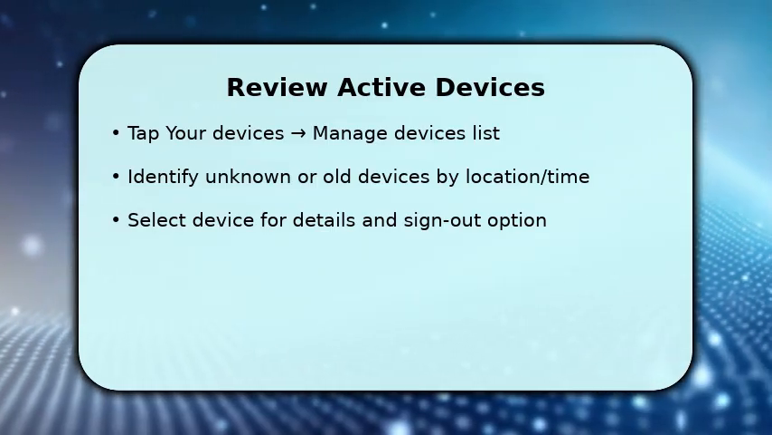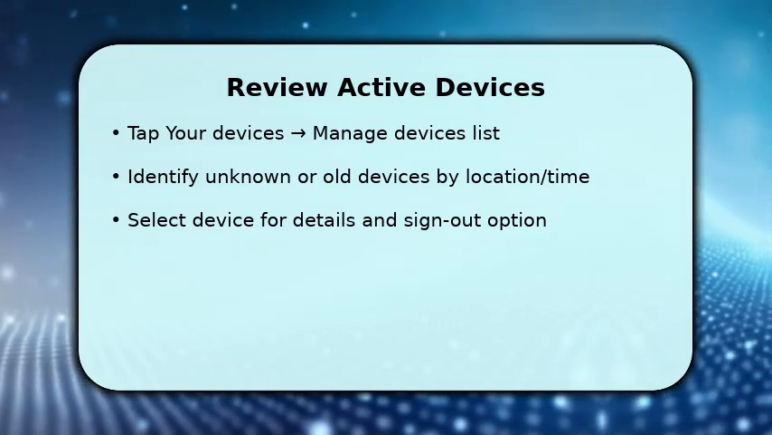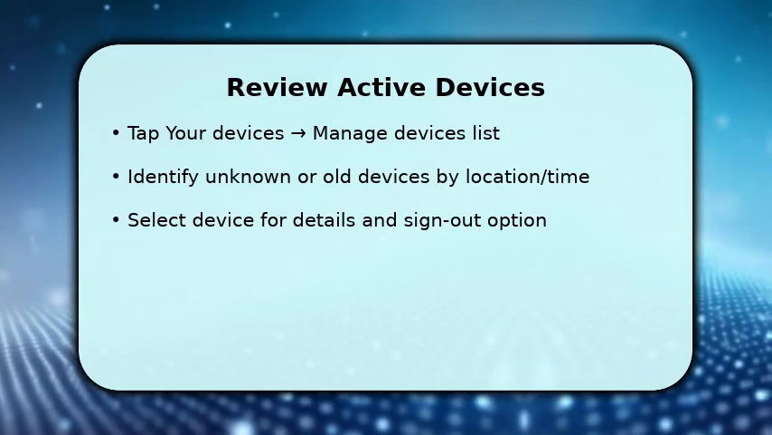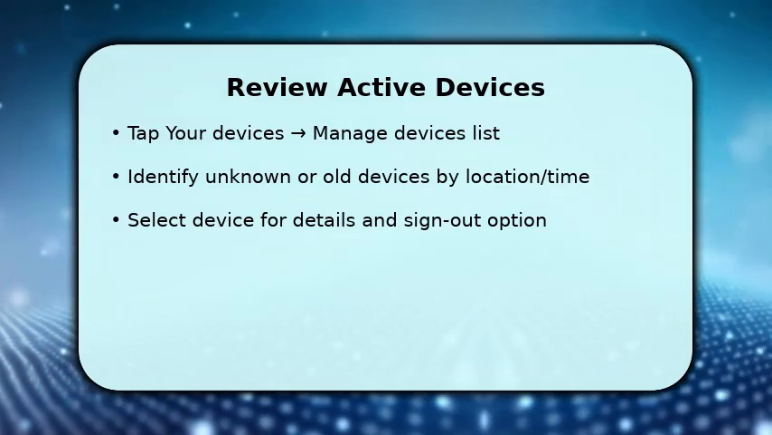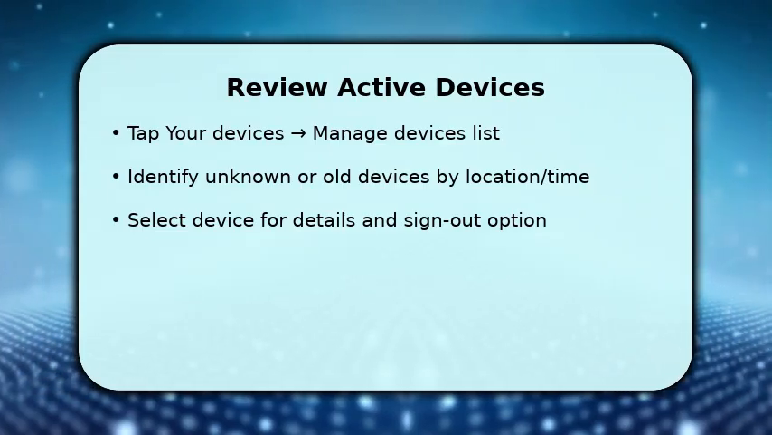When you tap a device, Google displays details and a Sign Out button. Choose it for any device you want to remove. Make sure to repeat for each unwanted device. Also check for browser sessions and mobile apps. Some appear separately, so don't assume one sign out covers all.